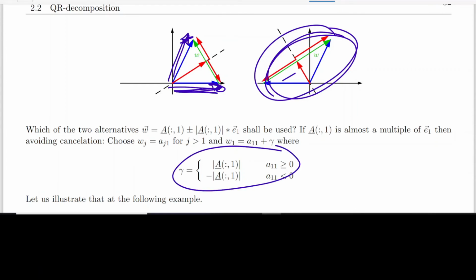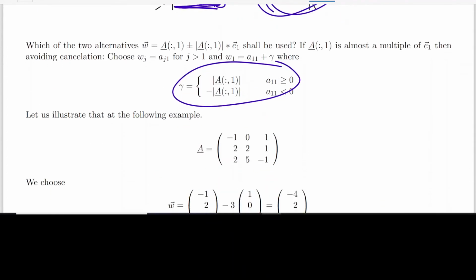If the first element is positive, then use plus. And if the first element is negative, then use the negative one. We also will see that in an example. Here is our example. And now the complete example, okay? This is our matrix, and what do we want? We want to cancel these entries. We want them to become 0, 0 by an orthogonal transformation.